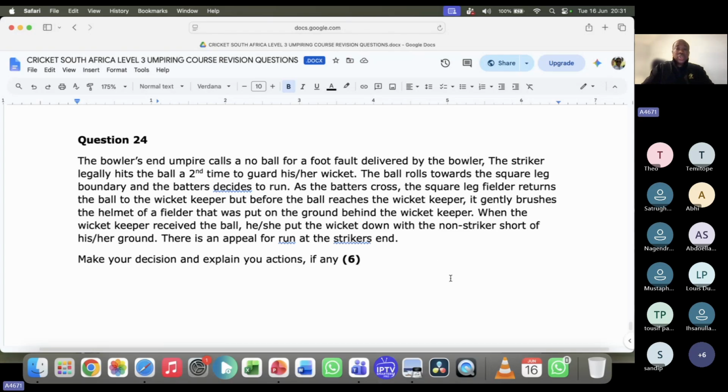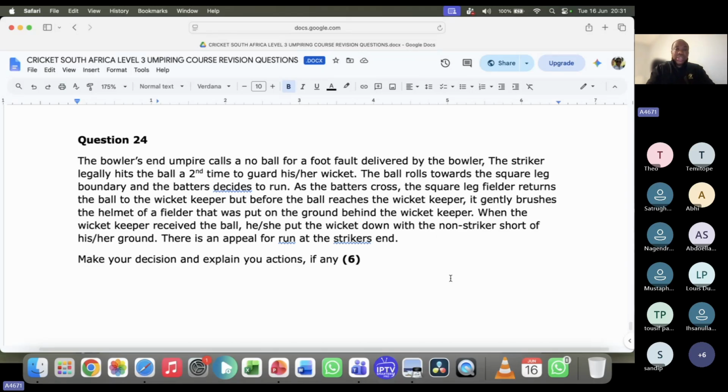As the batters cross, the square leg fielder returns the ball to the wicketkeeper, but before the ball reaches the wicketkeeper, it gently brushes the helmet of a fielder that was put on the ground behind the wicketkeeper. When the wicketkeeper received the ball, he or she put the wicket down with the non-striker short of his or her ground. There is an appeal for run out at the striker's end. Make your decision and explain your actions, if any.